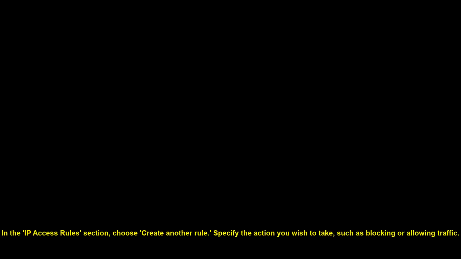In the IP Access Rules section, choose Create another rule. Specify the action you wish to take, such as blocking or allowing traffic. Set the field to match the criteria, for example, IP address or user agent.